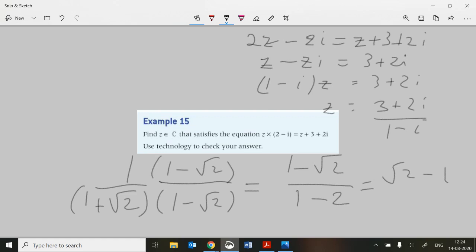Okay, so that's how we deal with the issue with surds. Now, we deal with this in exactly the same way.